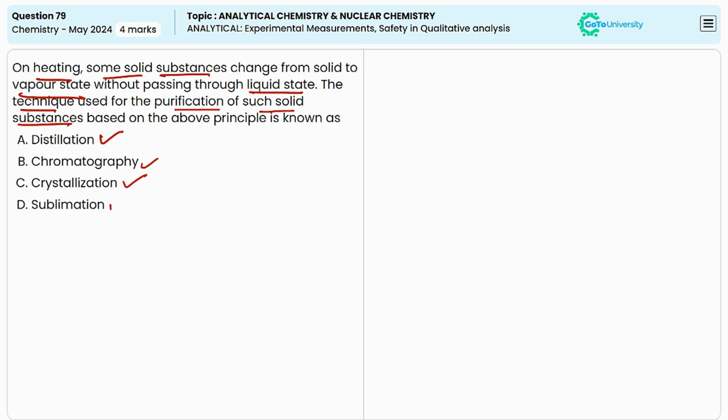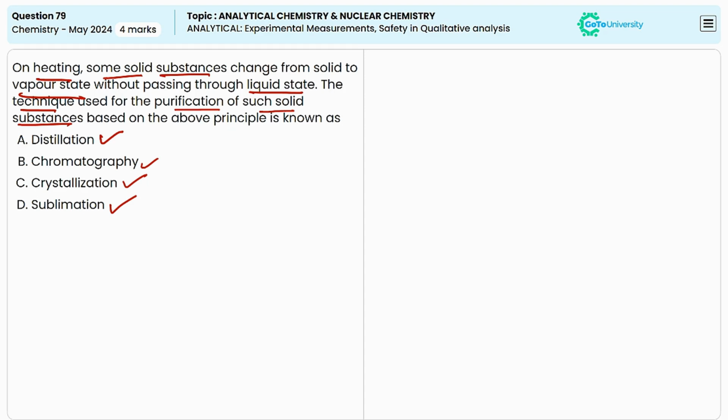And the last one is sublimation. Sublimation is the process by which a solid is directly converting into gaseous phase without passing through the liquid state. All these methods are chosen based on the physical and chemical properties of the substances.